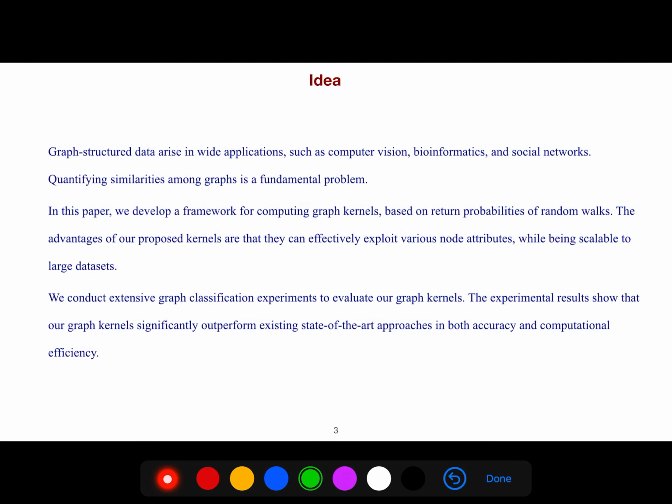Graph structured data arise in wide applications such as computer vision, bioinformatics, and social networks. Quantifying similarities among graphs is a fundamental problem. So we develop a framework for computing graph kernels based on return probabilities of random walks. The advantage of our proposed kernels is that they can effectively exploit various node attributes while being scalable to large datasets. We conduct extensive graph classification experiments to evaluate our graph kernels.